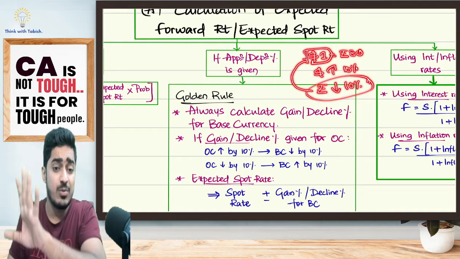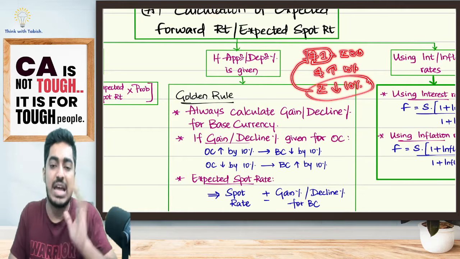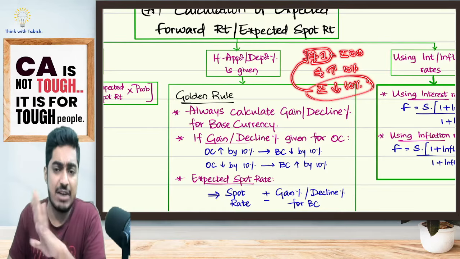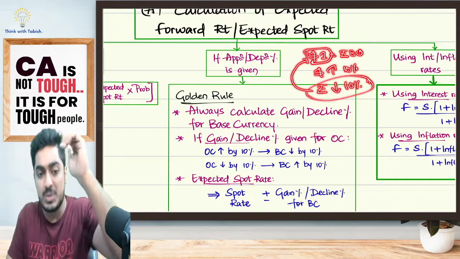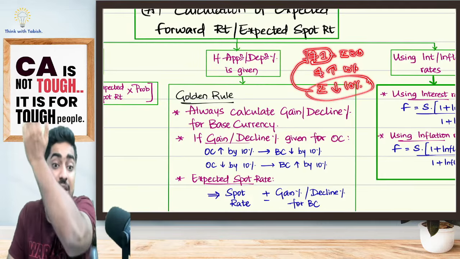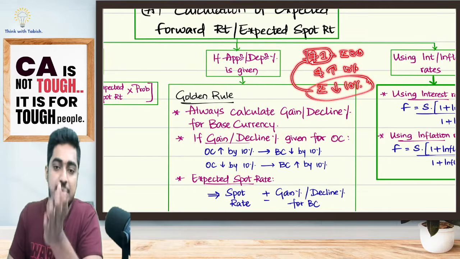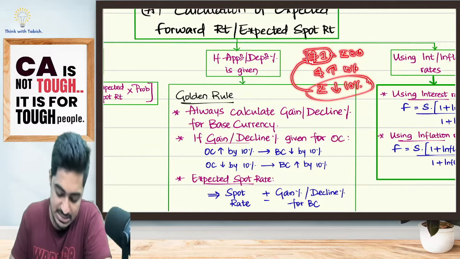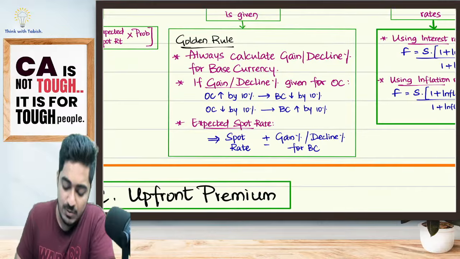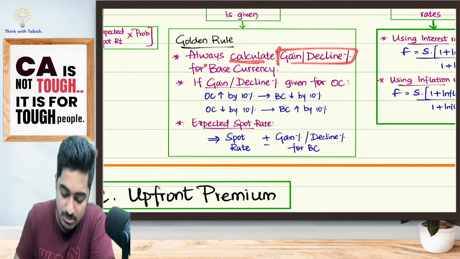Now there is a logical way to do it, but ICA doesn't do that. ICA's logic is simple. I have told you that if one currency increases, the other currency decreases. ICA is telling that the rupee is falling by 10%. That means the dollar will increase by 10%. So the dollar today is at 80, and it will increase by 10%. It will become 80 plus 10%, 88. Is this clear? So always we will be calculating the gain or decline percentage for the base currency.